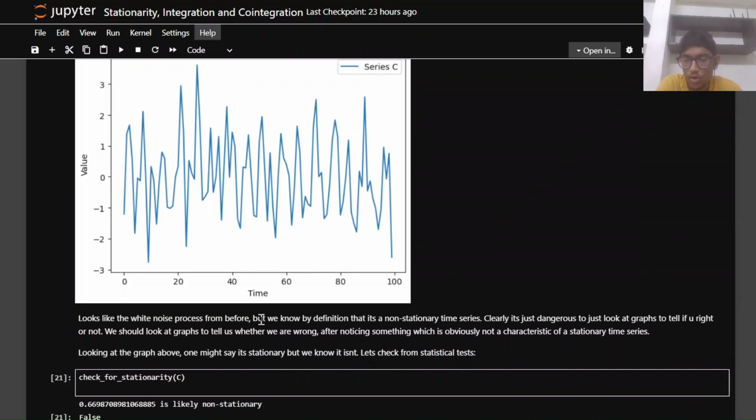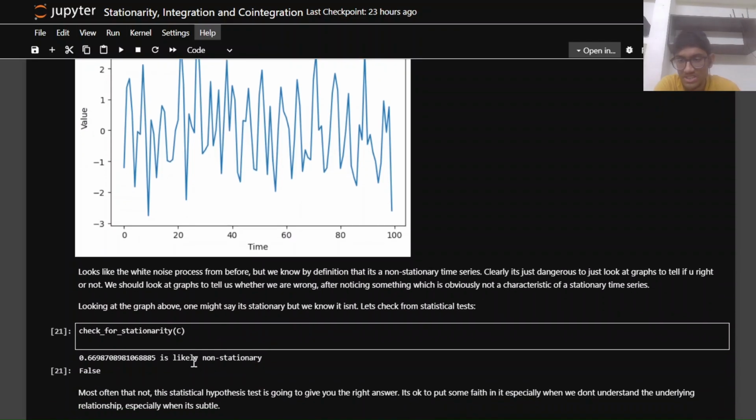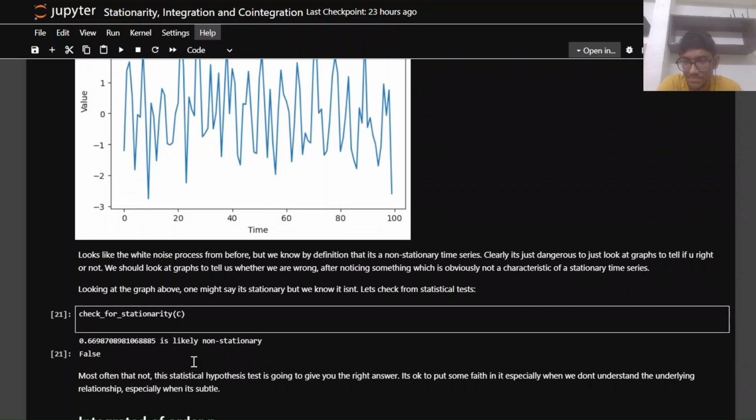So let's call the function check_for_stationarity on our time series C, and we get a p-value of 0.67, which is obviously bigger than 0.01, and hence our time series is likely non-stationary. As you can see, more often than not, this statistical hypothesis test is going to give you the right answer. It's quite okay to put some faith in it, especially when we don't understand the underlying relationship, especially when it's as subtle as this time series C that we just plotted here.